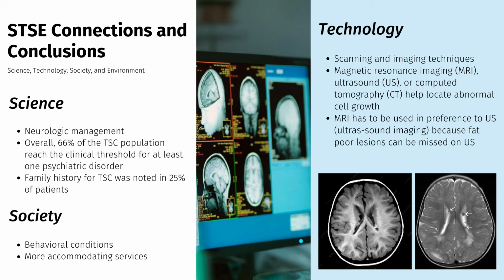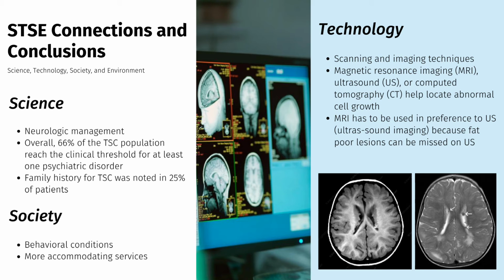Now I'm going to talk about conclusions and connections we can make about this genetic disease in terms of science, technology, society, and environment. However, I'll be focusing more on science, technology, and society. Firstly, tuberous sclerosis is significant in science because of its contributions to our understanding of neurologic management. For example, it has been discovered that Down syndrome and Fragile X syndrome have been linked to TSC. Such findings in neurology and genomics have contributed greatly to science.